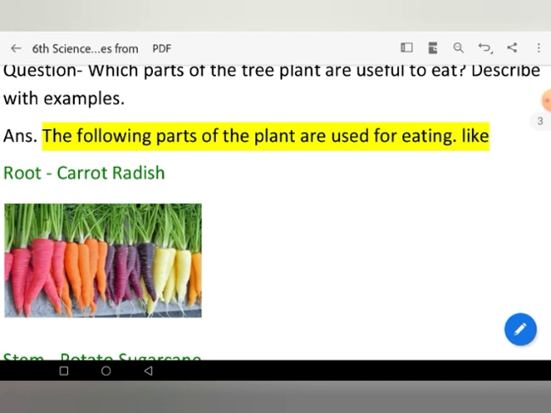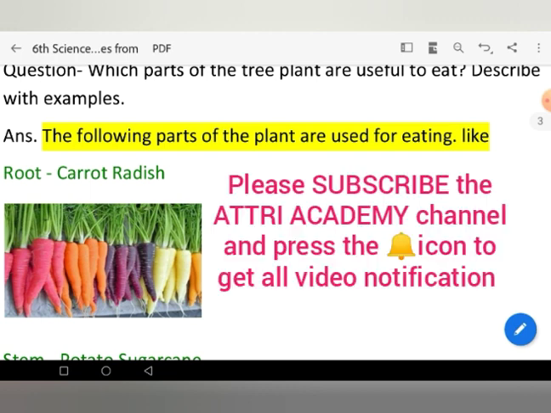We will now discuss the rest of the chapter in another video, and I will soon upload the second part of this chapter, and you can get it there.